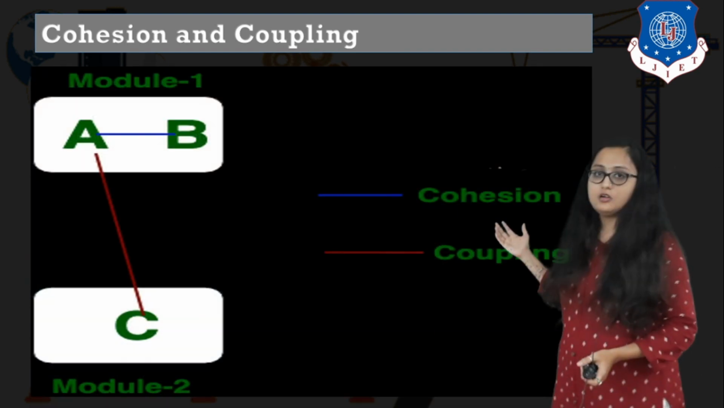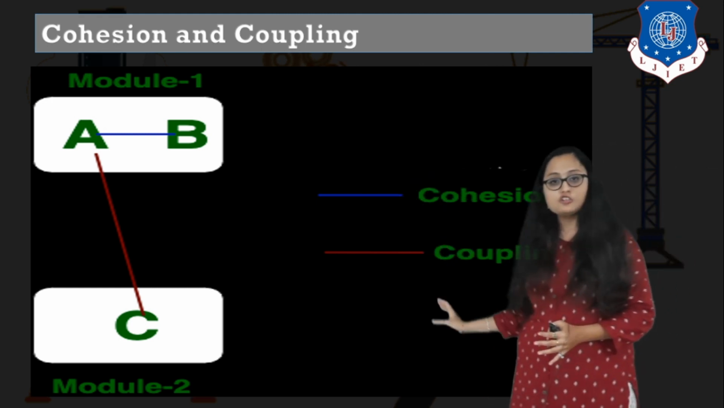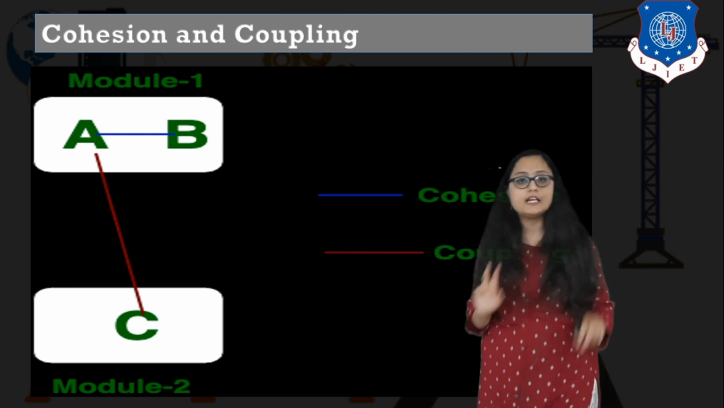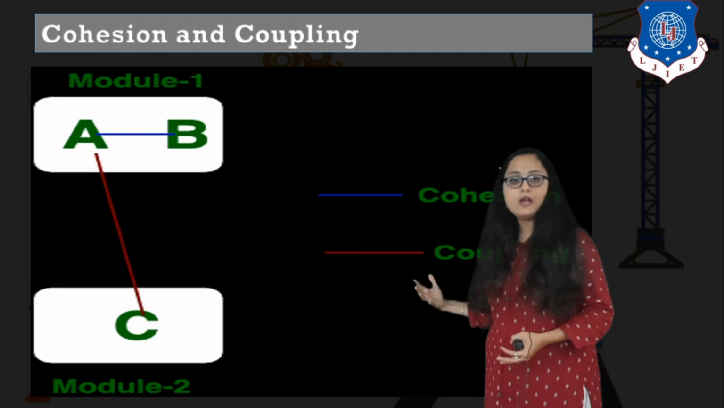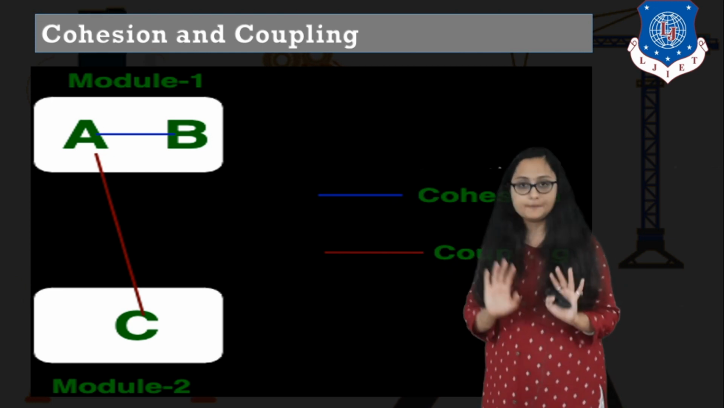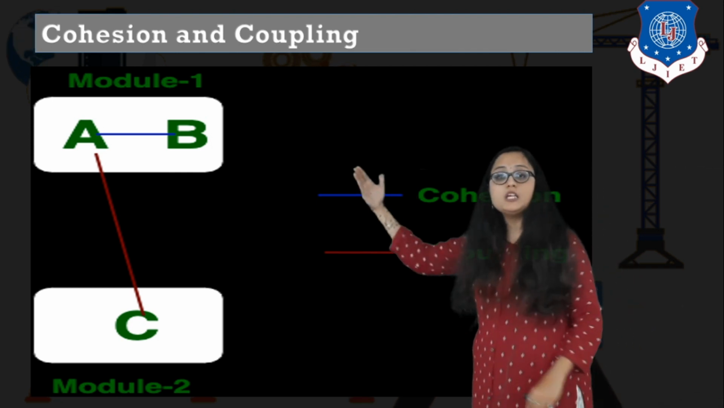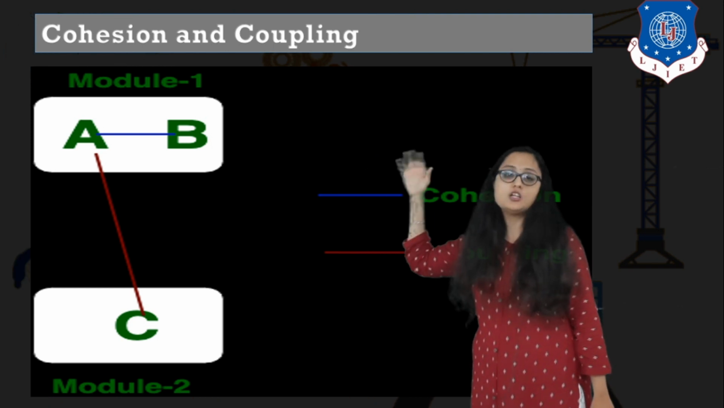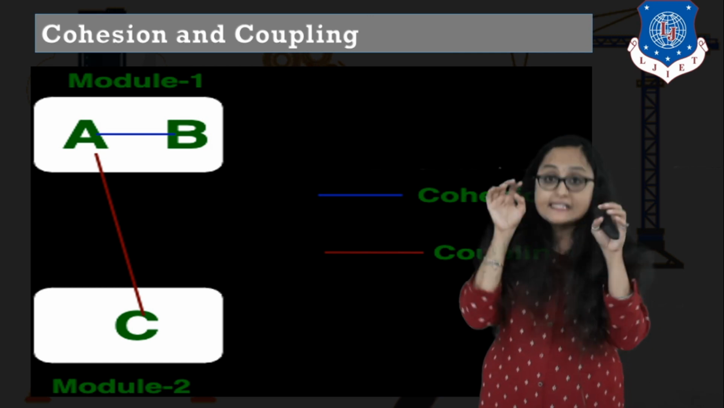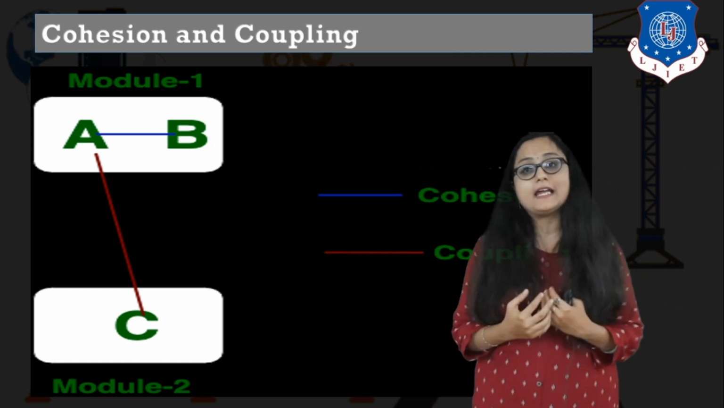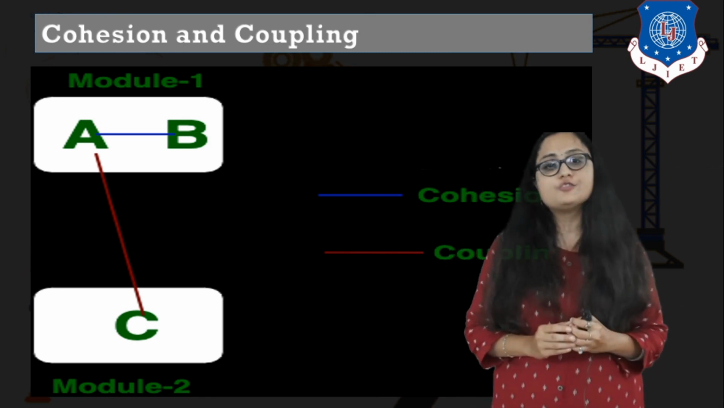Now let us understand more about cohesion and coupling. Here you can see you have module 1, and also you have module 2. Module 1 consists of two elements, A and B, and module 2 has a component, C. Now what do you mean by cohesion? Cohesion means the dependency inside a module, that is, A and B being dependent on each other, or how tightly related they are inside that particular module for performing a single task. That is known as cohesion.